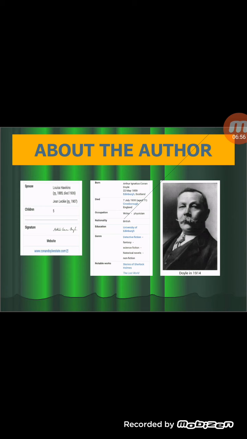Here are the major figures of this author, and you can easily see that this picture was taken in 1914, and also you can see a few aspects of his personality, and you can also see the signature of this great writer.